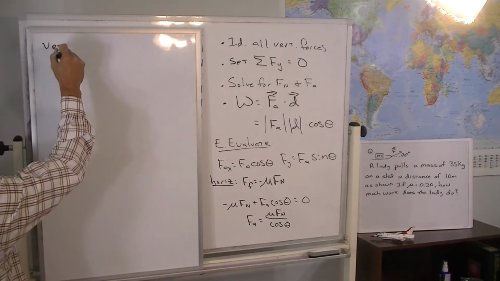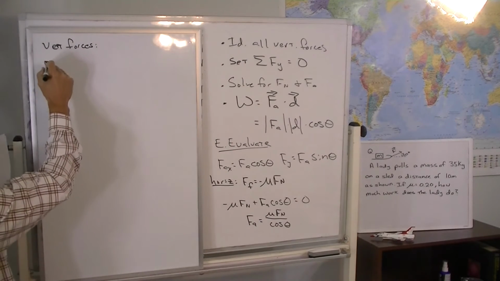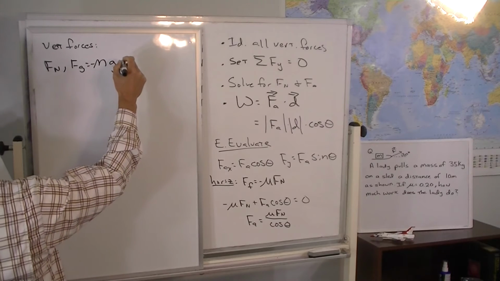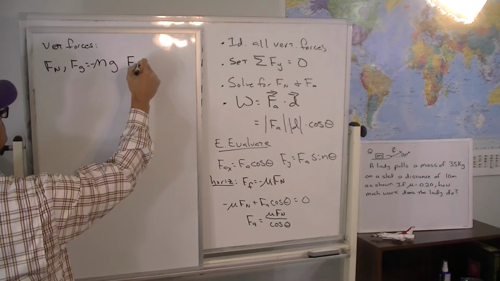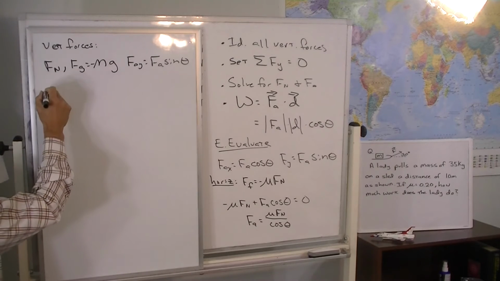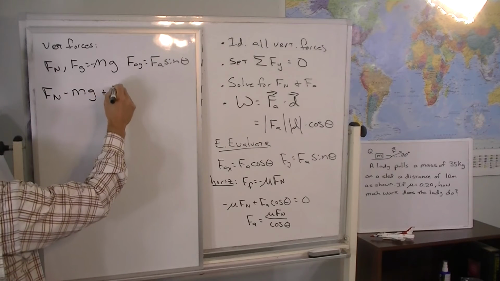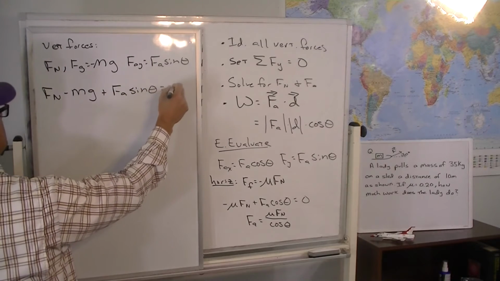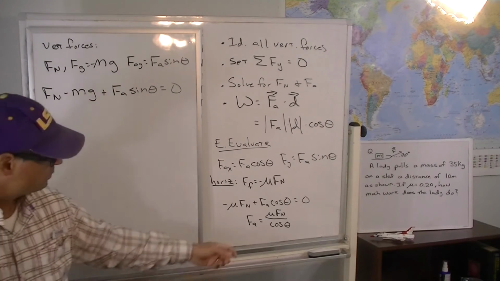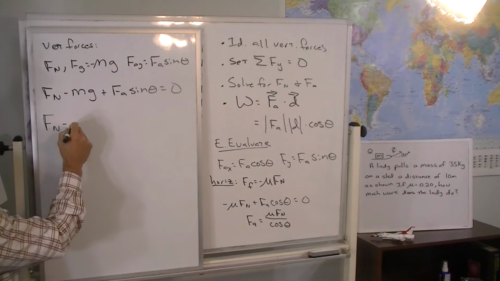Alright, so now let's keep track of our vertical forces. So we have the normal force, we have the gravitational force, and we have the y component of the applied force. So now if we add all these up, the sum needs to be 0. Alright, so now this is one equation, but there's two unknowns, the normal force and the applied force. Well, we've already solved for the applied force in terms of the normal force, so we can use that to simplify it. The normal force minus mg.